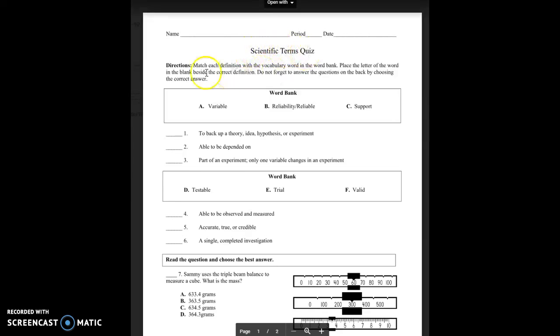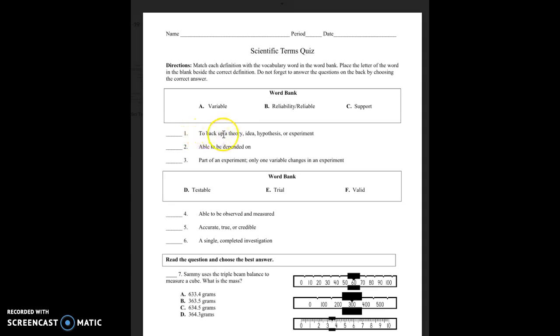Scientific terms quiz. Directions. Match each definition with the vocabulary word in the word bank. Place the letter of the word in the blank beside the correct definition. Do not forget to answer the questions on the back by choosing the correct answer. Word bank. A. Variable. B. Reliability, reliable. C. Support.